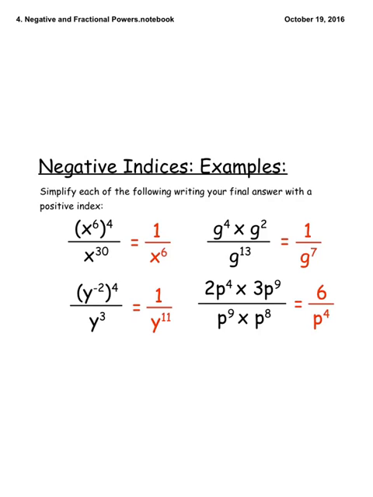Okay, so hopefully you got 1 divided by x to the power of 6, 1 divided by y to the power of 11, 1 divided by g to the power of 7, and 6 divided by p to the power of 4. The reason why it's 6 on the top of the fraction is because 2 multiplied by 3 on the top of the fraction here, 2 divided by 3, gives you 6.